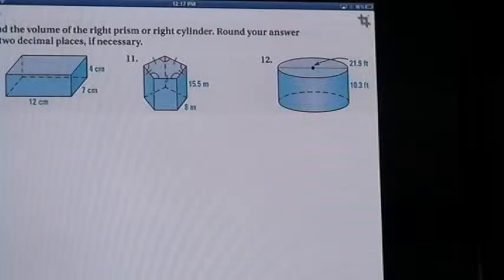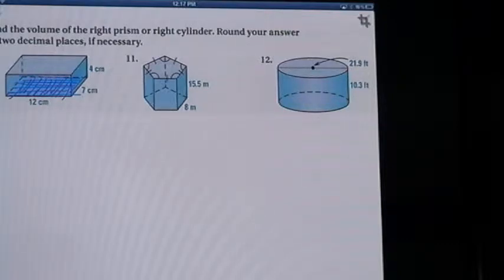Find the volume of the right prism or right cylinder. Now remember, in this case, you want to find out how many blocks that are centimeter by centimeter will fit in the bottom. 3, 4, 5, 6, 7, 8, 9, 10, 11, 12 by 7. 1, 2, 3, 4, 5, 6, 7-ish.